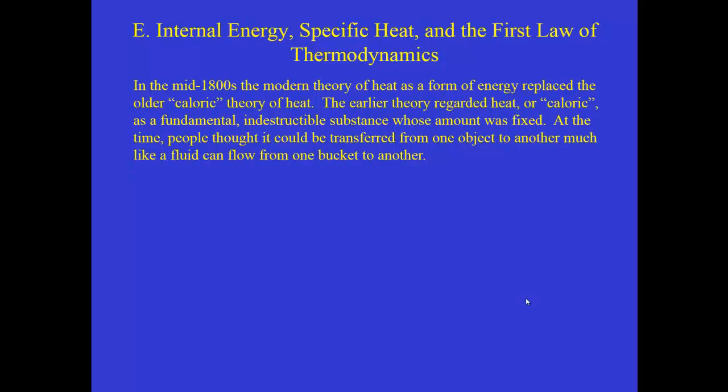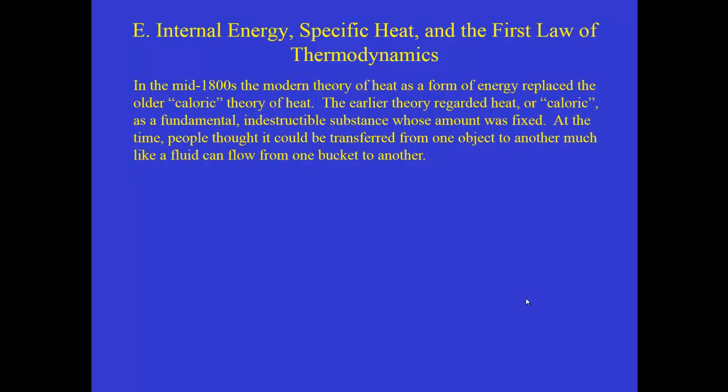So, a little bit of history first. In the early to mid-1800s, the modern theory of heat as a form of energy replaced an older theory, and that older theory regarded the thermal properties of a system as being contained in the amount of caloric that substance contained. Caloric was thought to be a property of a material, and it was an indestructible substance. So at the time, people thought that you could transfer a certain amount of caloric from one object to another in a similar way that fluids can be poured from one container to another.